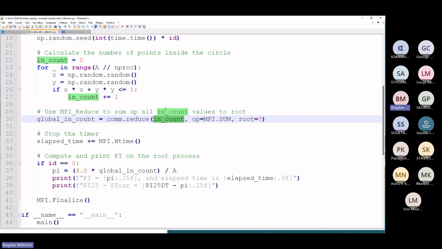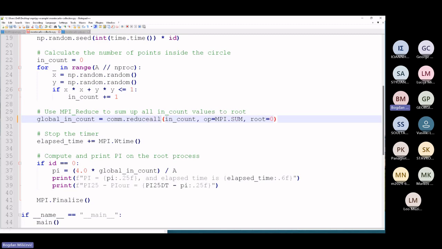Comm reduce: what we are reducing, we are using this partial in count. We are using MPI sum to summarize all of this, and the final result will be at the zero process. So this global int count, everybody will have this variable, but only the zeroth process will have the total value inside of this global int count. That's how it is called here. You can name it whatever you like. So this is, once again, the number of points inside the circle for each of the processes. We should summarize all of them by using MPI sum, and this could be at rank zero.